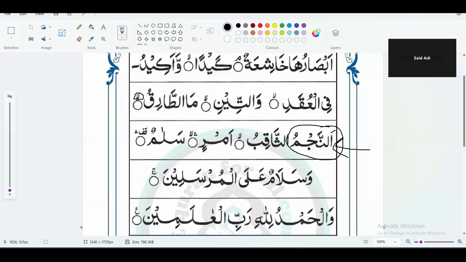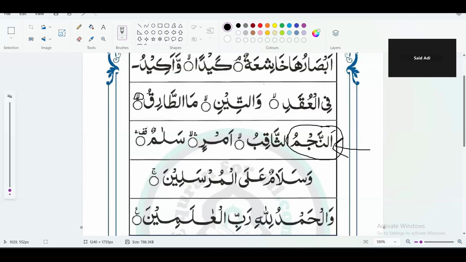So it will be an-najmu saqib. Got it? Okay. But we don't always put fatha. Sometimes we put kasra as well. Sometimes dhamma. Okay, so what we do, we just check the third letter sign.